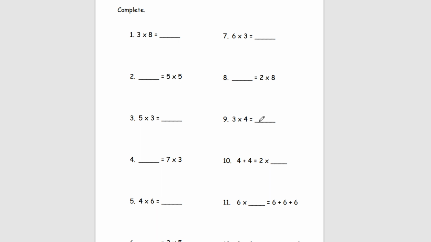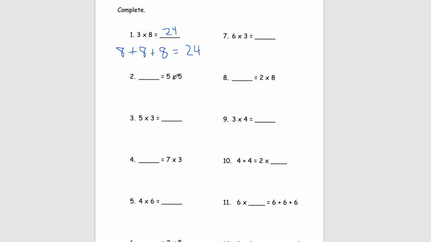Moving on to this page, we're going to be completing these problems, and we're going to solve them like we solved them on the previous page. So 3 times 8, that's basically telling us that 8 is being added 3 times. So we have 8 plus 8 plus 8. We can just do 8 plus 8, which is 16, and plus another 8 is 24. So our answer for number 1 is 24.